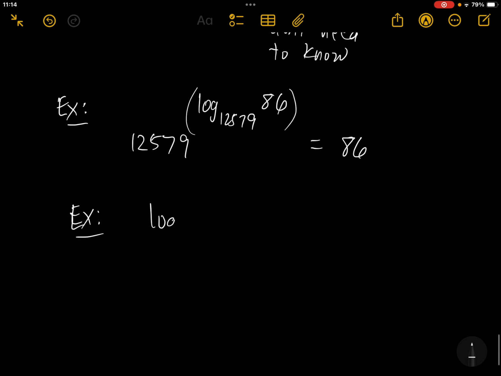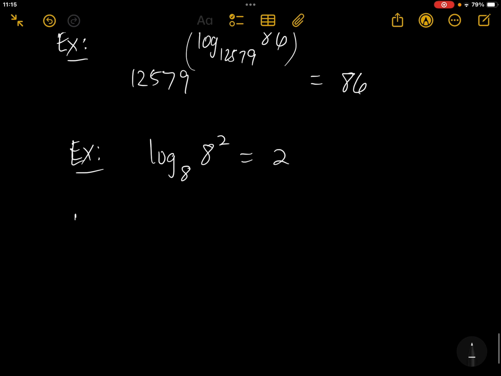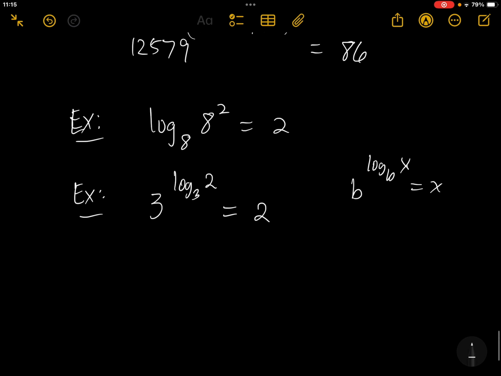So what is log sub 8 of 8 squared? That's 2. How about 3 to the log sub 3 of 2? Well, that is also 2, right? Because we're using the property b to the log sub b of x is x. So our b is 3 in this case, and our x is 2.